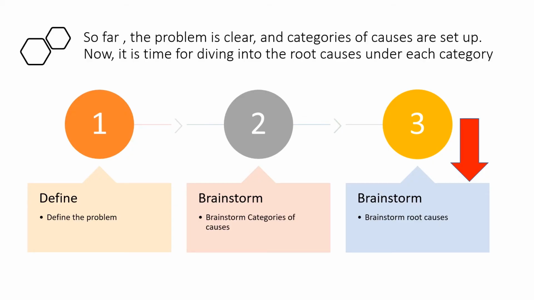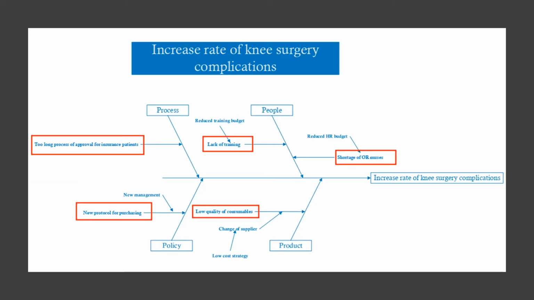The problem now is clear, and we have a defined number of categories of causes. So now it's time for diving into analyzing the root causes under each category. Let's have an example to see how to do this. As you can see, our problem here is an increased rate of knee surgery complications. So, we will just put it on the head of the diagram.